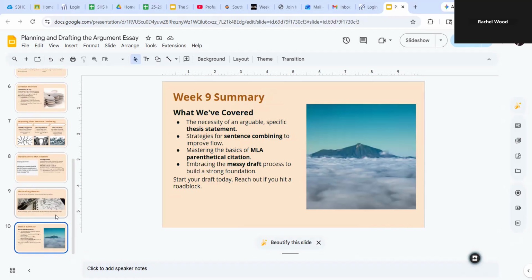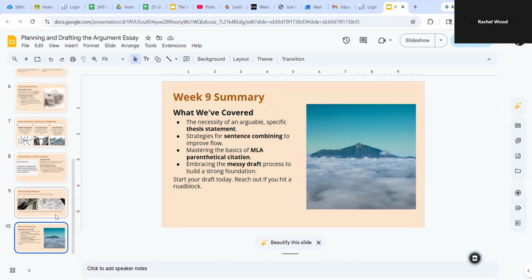So this is just kind of a summary of week 9. It is very important that you have an arguable specific thesis statement, strategies for sentence combining to improve flow, knowing the basics of MLA and parenthetical citations, and embrace the messy draft process to build a strong foundation. Start your draft. It won't hurt you to start it. It's not required as an assignment this week, but I recommend starting early.